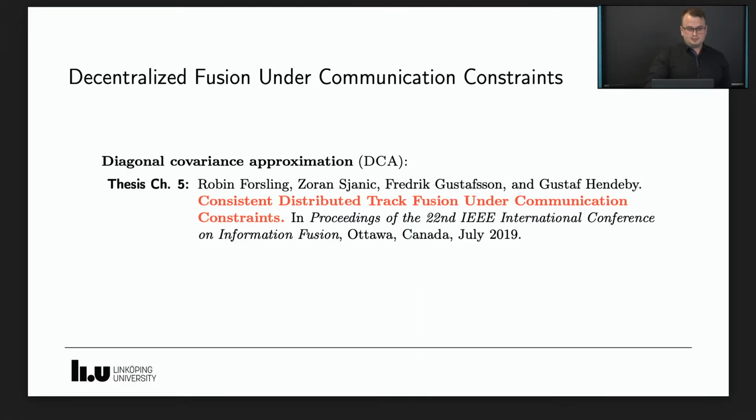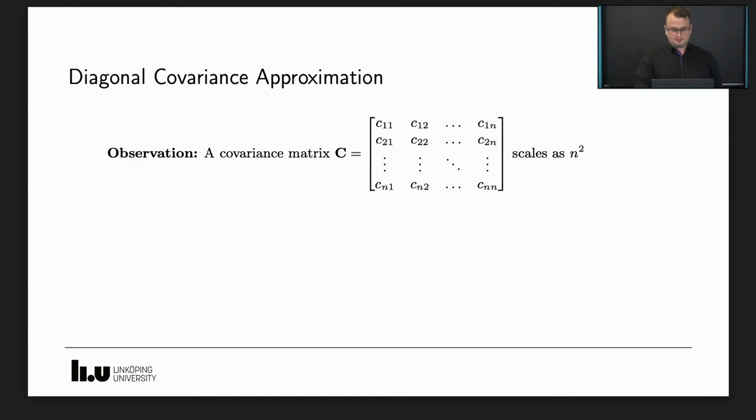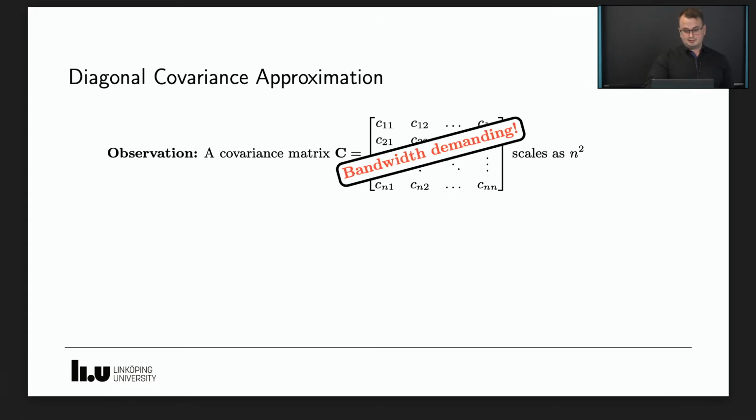So I will now turn to the two conference papers, which both deal with decentralized fusion setups where the communication is constrained in some way. So in the first paper, we will deal with the so-called diagonal covariance approximation. And this paper was presented at Fusion 2019. So first we start with an observation. We know that the covariance matrix C scales as n squared, where n is the dimensionality of the corresponding state. So this can be very bandwidth demanding, at least for high dimension.